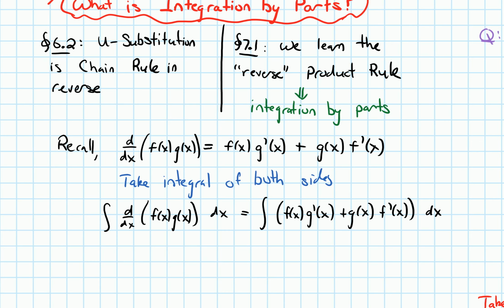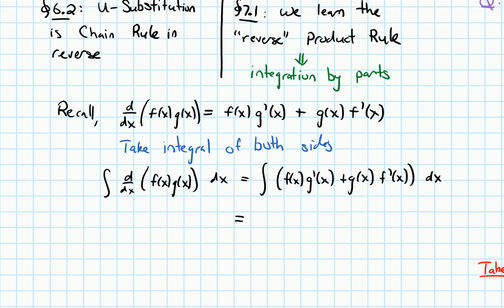Okay, and then on the right-hand side, let's split this up into two integrals now. So we'll do the integral of f of x times g prime of x dx, plus the integral of the second term here, g of x times f prime of x dx. And on the left-hand side, when we do the derivative of this thing, and then we do the integral of it, they're going to undo each other. So we'll end up with the original function, f of x times g of x.